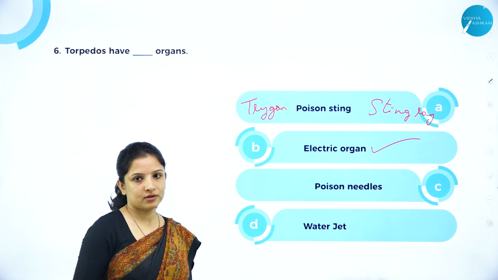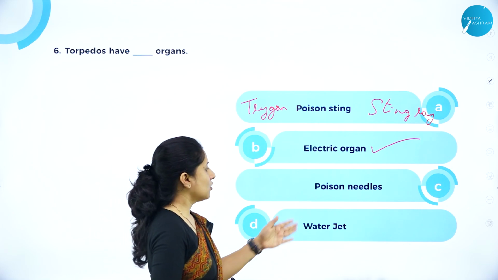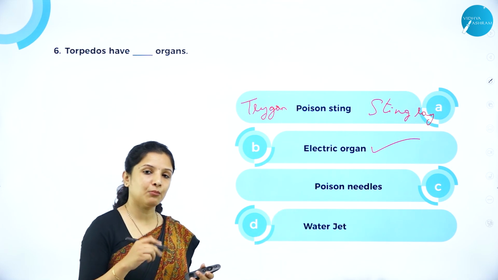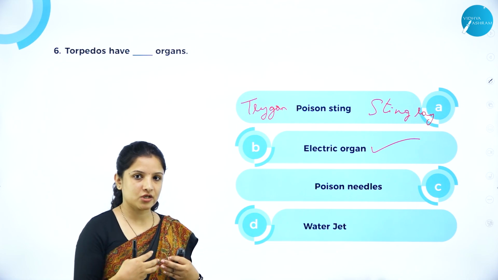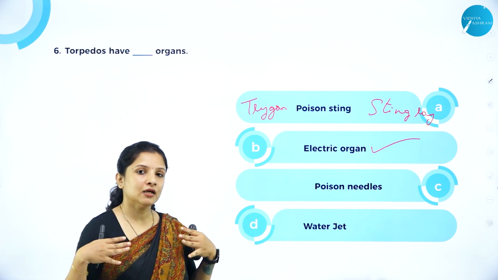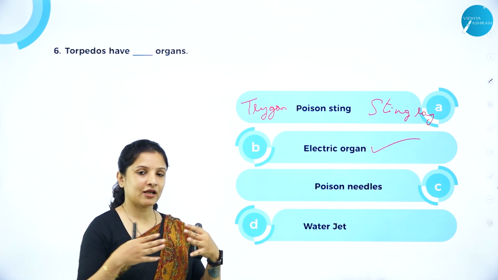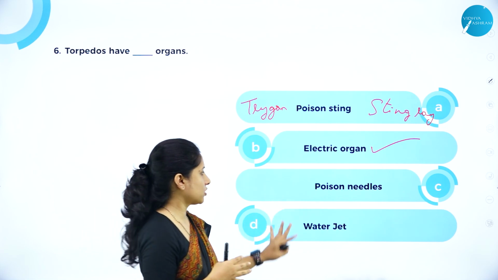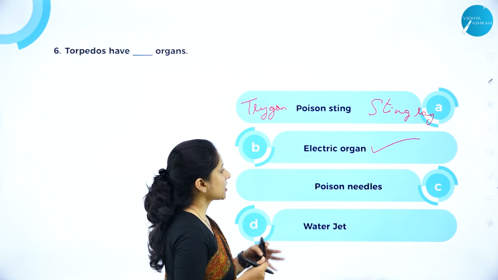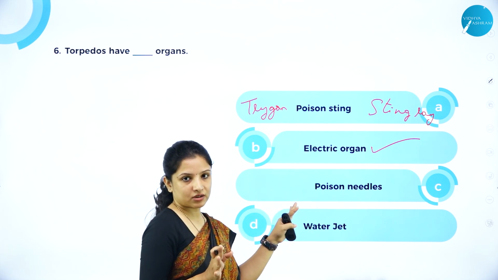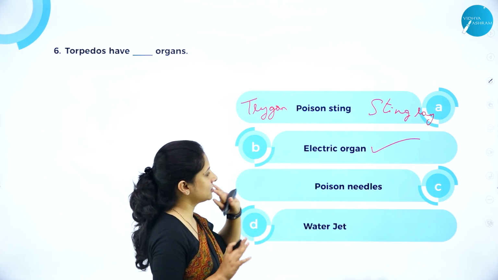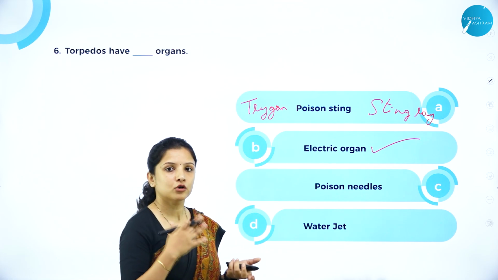Poison needles, no, these do not have poison needles. Water jet, no. Some of the osteichthyes have a water jet mechanism wherein they can propel in water, like a jet. So it's not water jet also. Water jet is not a defense organ. Option B here is the defense organ that is apt for torpedoes.